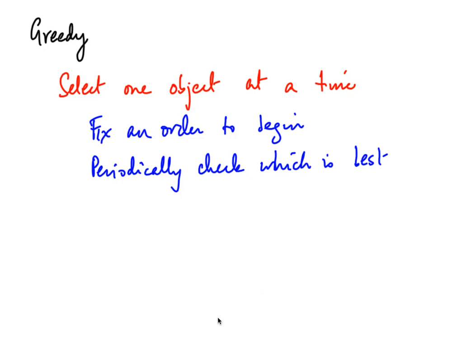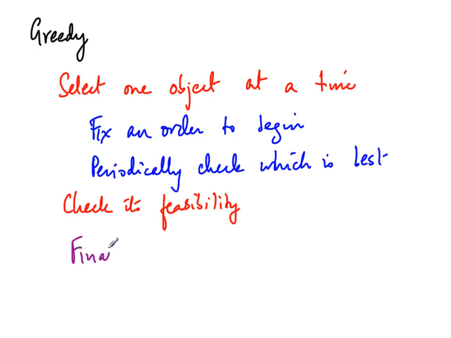And now, having picked this next job, we check its feasibility. Can I add it to the collection that I already have and not violate anything? So can I put this carton into the container and not make the container overflow? Or can I choose this contract and not fail to meet any deadlines to jobs I've already committed to? Okay. And if this greedy strategy is the correct strategy, then what you will find in the end is that you have an optimal subset. Okay.